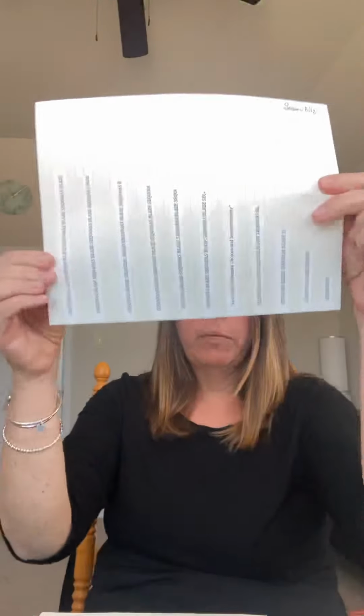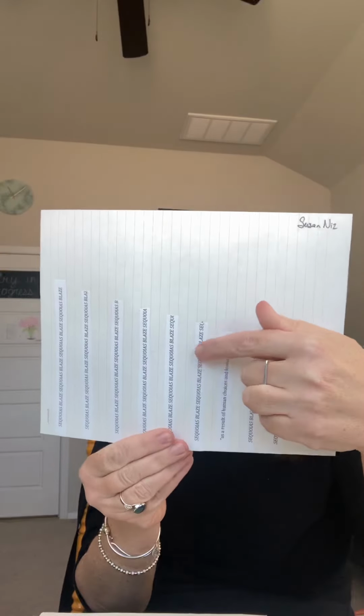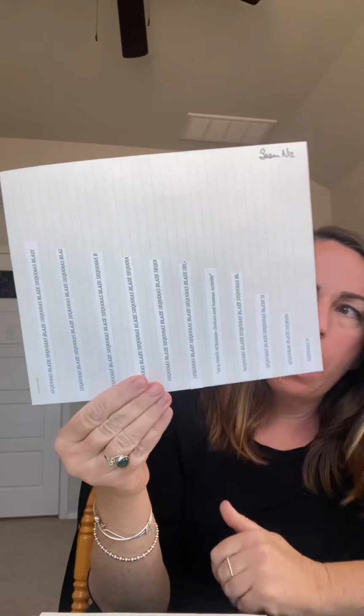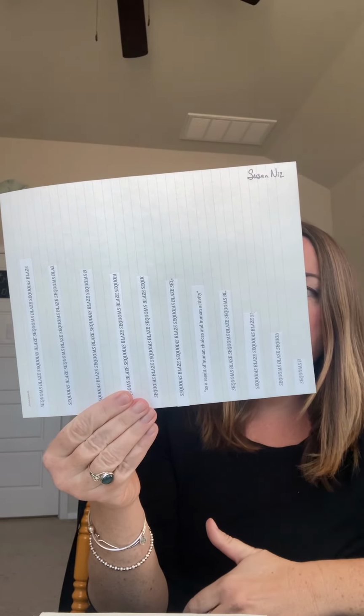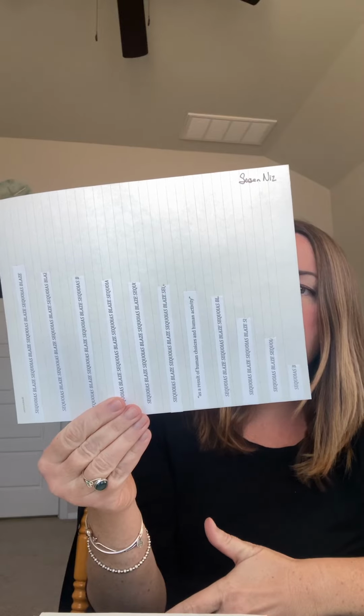Likewise, I wanted to write something about the forest fires, and I just wrote sequoias blaze, sequoias blaze. And I had heard in a news report, as a result of human choices and human activity. And those are meant to look like trees. And I don't know that it's really executed like how I was hoping, but it's just the process.